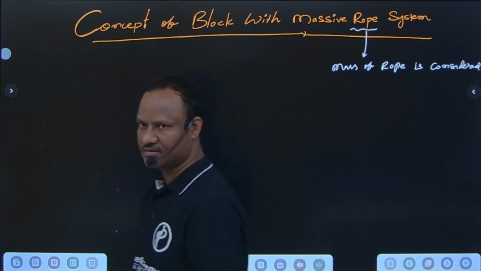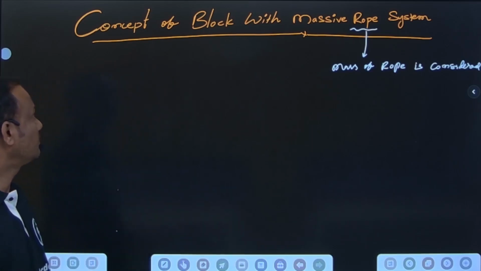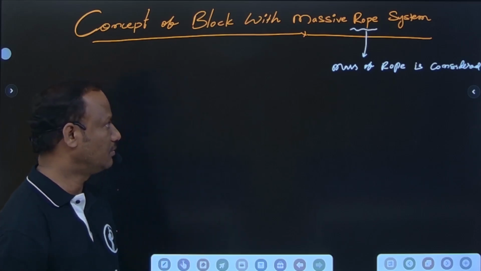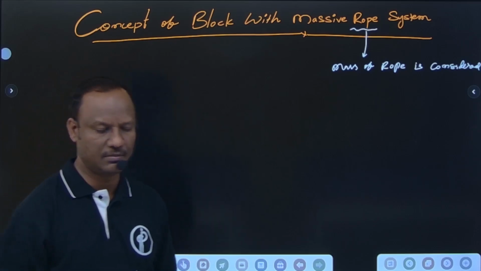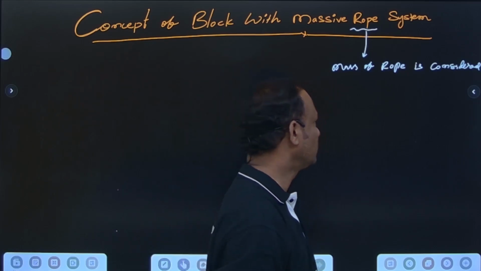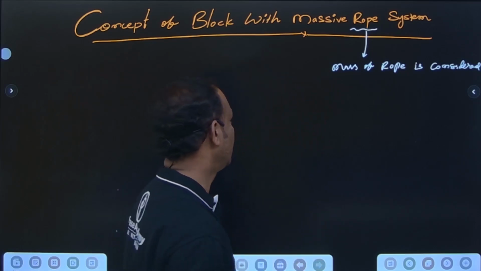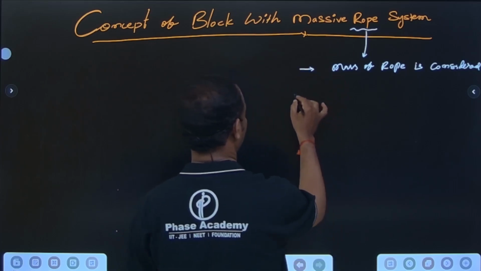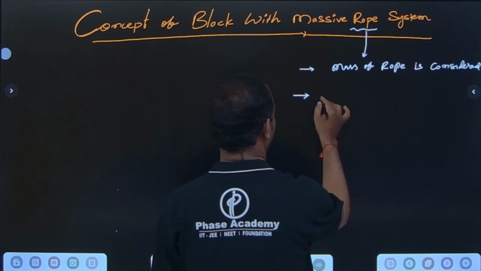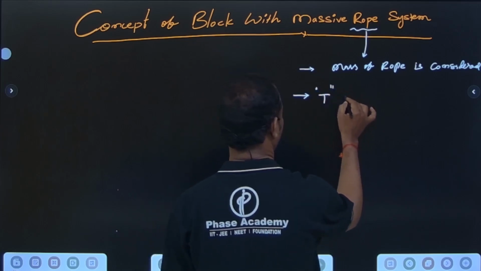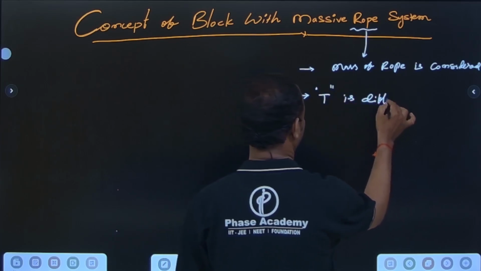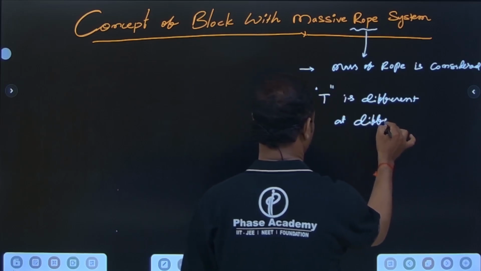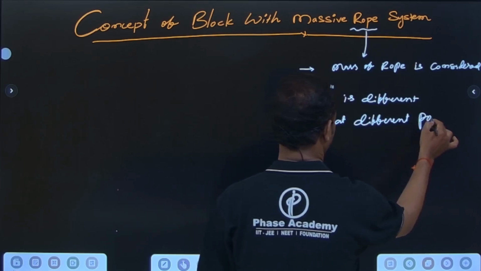In earlier discussions, when we said the mass of the rope, we considered an ideal string. For an ideal string, the mass is very small compared with the mass of the body, so the tension at every point was the same. But here the mass of the rope is considered, so the tension is different at different points.